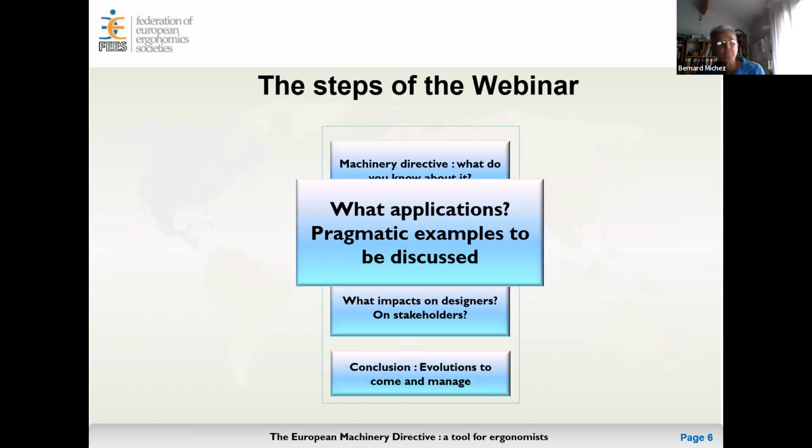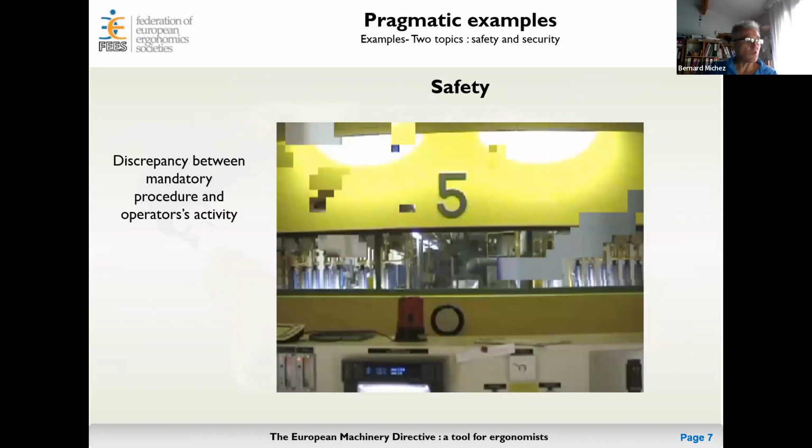We have many applications and pragmatic ones, many examples. We took only two. The first one is about safety. I'm going to bring you into an old manufacturing company which produces a dangerous product. Let's have a look.